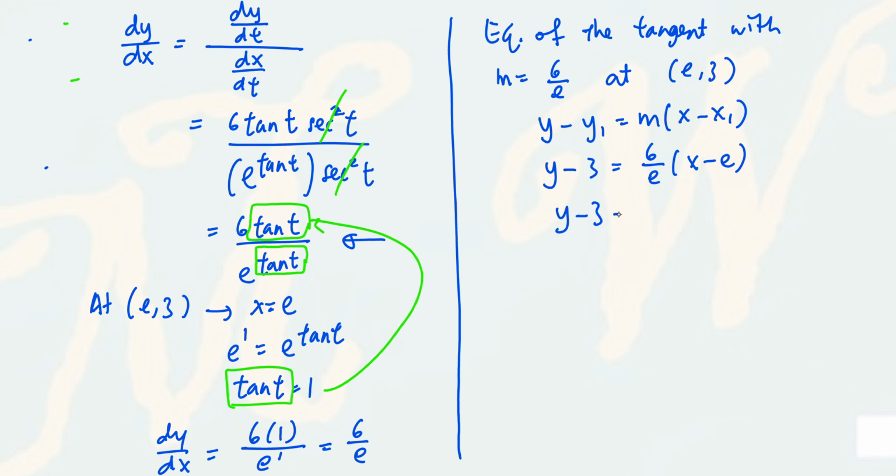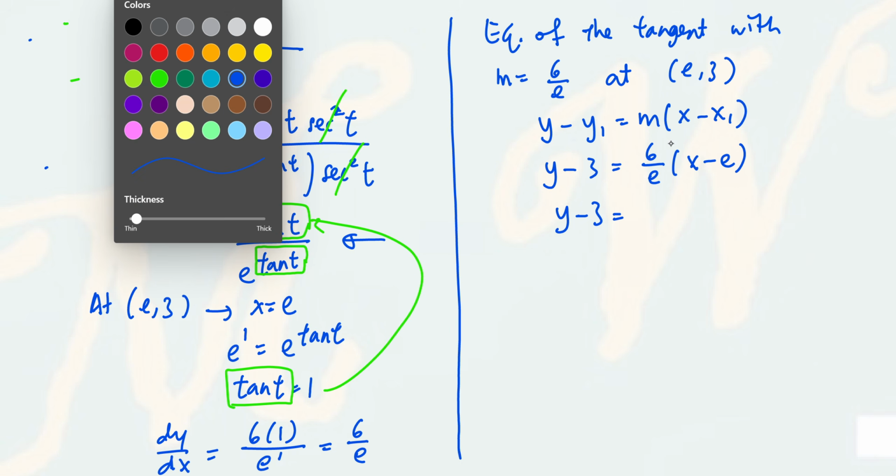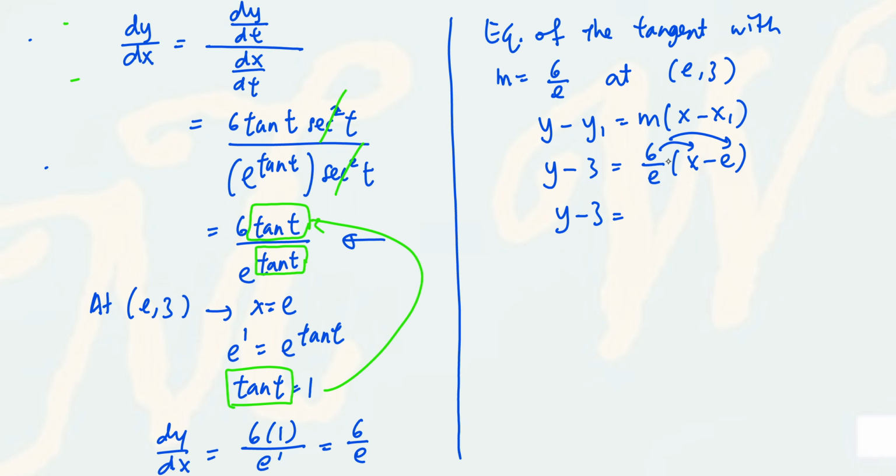So here, you just do multiplication. I will be getting 6 over e x, then 6 over e times minus e, that is minus 6. And now your y equals 6 over e x, and this minus 3 moves to the right side. It becomes minus 6 plus 3. Therefore, you are getting minus 3. So this is your equation of the tangent.